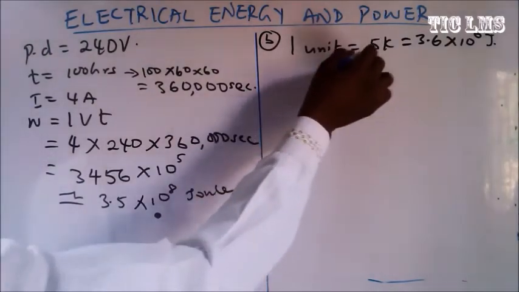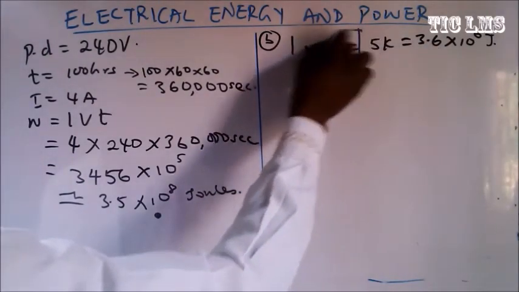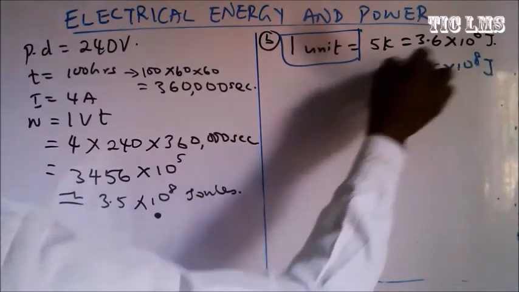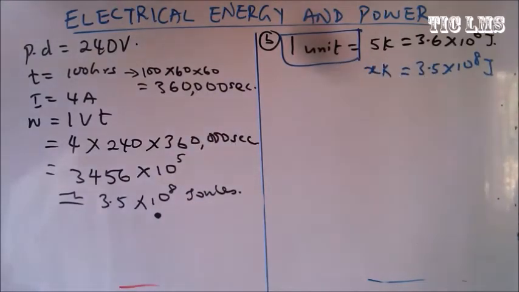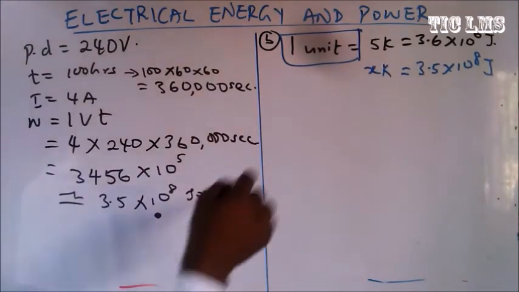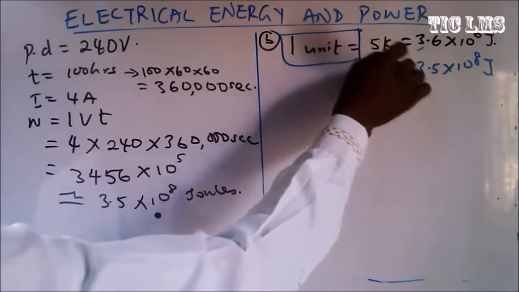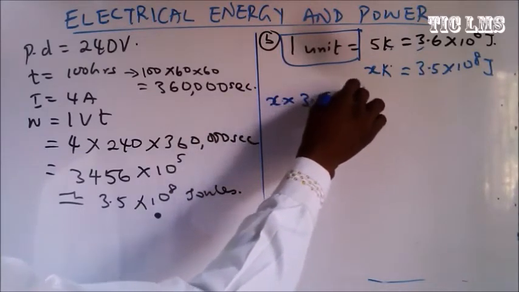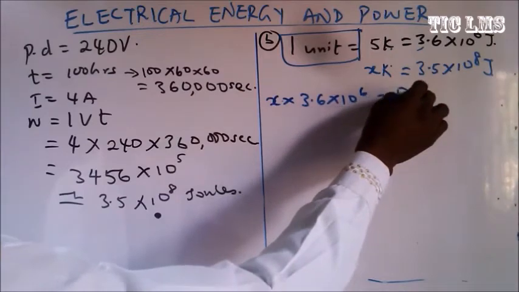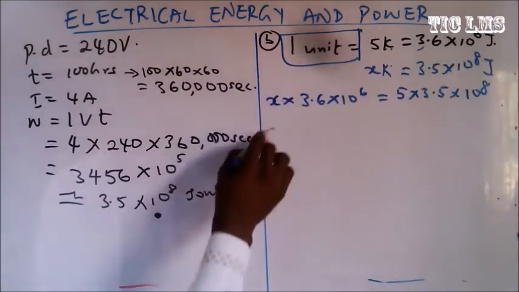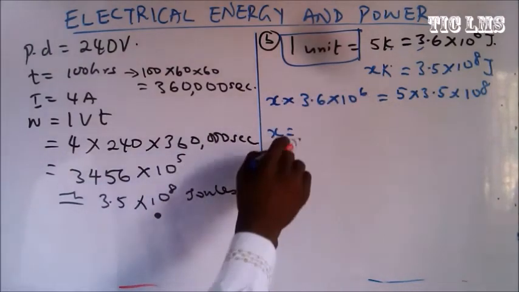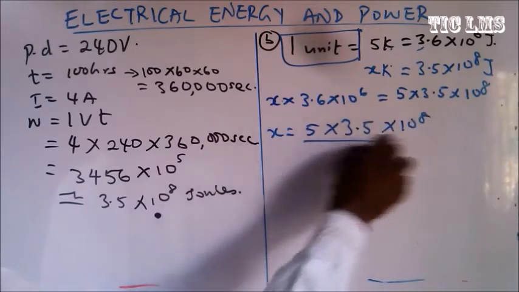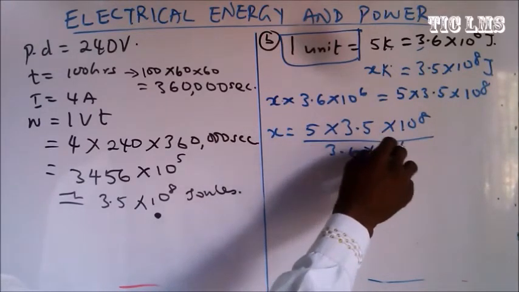So what we need to do is we take these two. Alright? We take these two. So we have 3.5 times 10 raised per 8 joules. What will be the price of that? So what we could do is to cross multiply, that is, this multiplies this and this multiplies this. So we have x multiplied by 3.6 times 10 raised per 6 equal to 5 times 3.5 times 10 raised per 8. Making x the subject of this equation, we have 5 multiplied by 3.5 times 10 raised per 8 over 3.6 times 10 raised per 6.